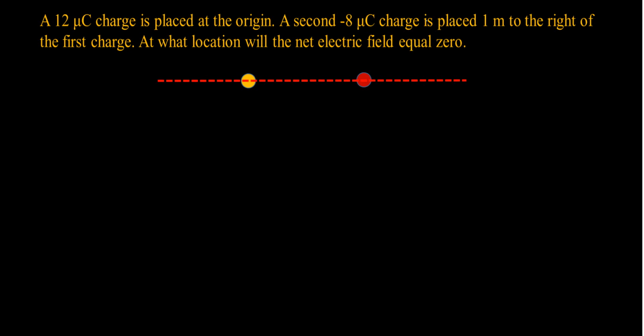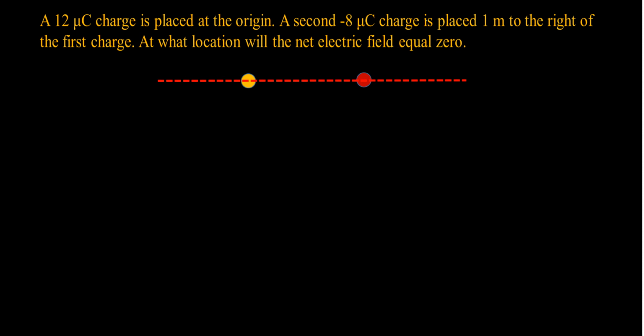Hello again. In this video, I will try to solve this example where a 12 microcoulomb charge is placed at the origin. A second negative 8 microcoulomb charge is placed 1 meter to the right of the first charge. I will consider the yellow one here to be the 12 microcoulomb, and the red spot here the negative 8 microcoulomb. At which location will the net electric field equal 0?